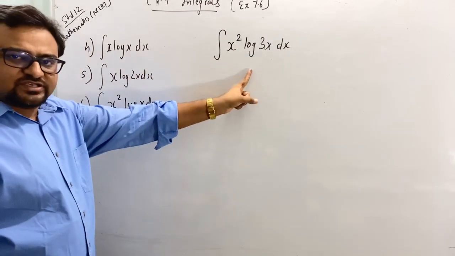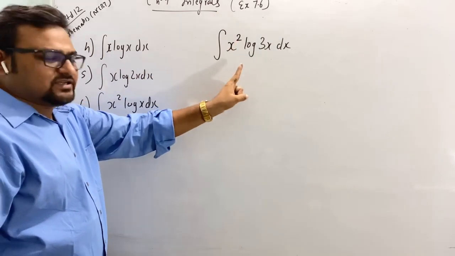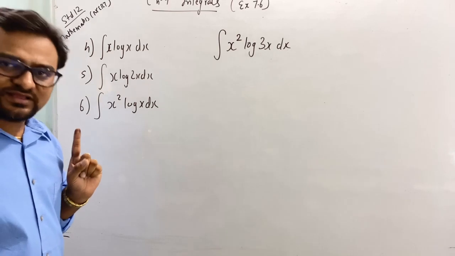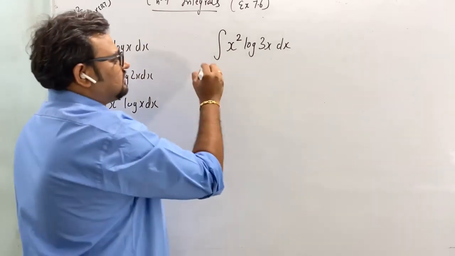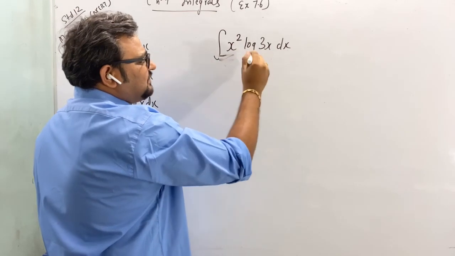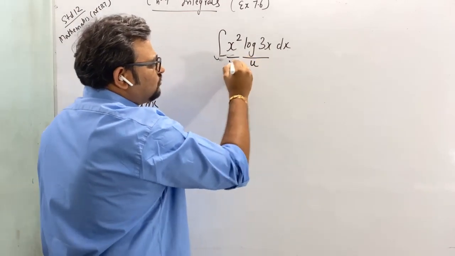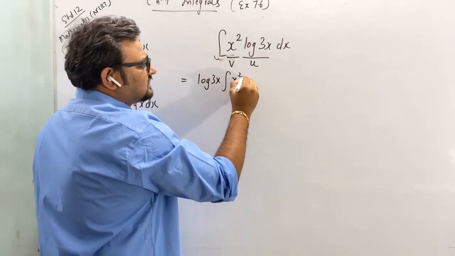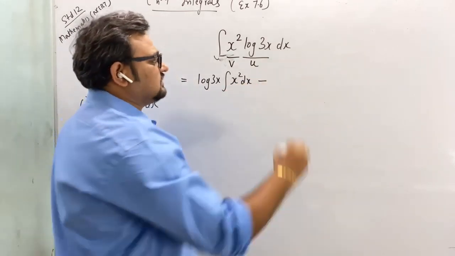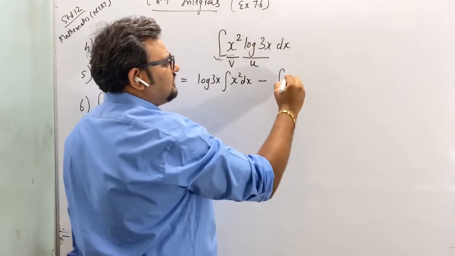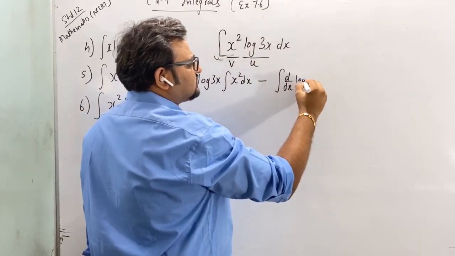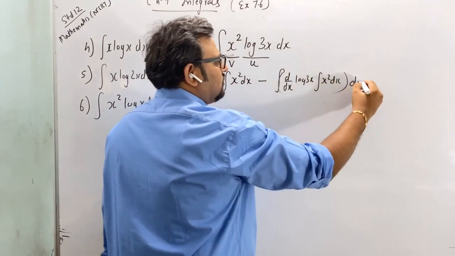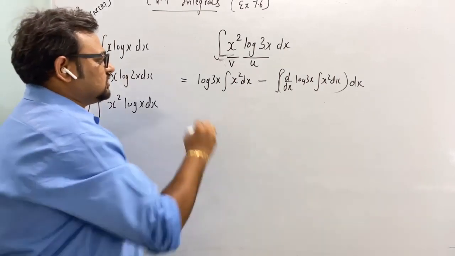Okay, so I will solve this sum. This is not a textual sum, but if you are able to solve this sum, then you will definitely be able to solve these three sums. So these three sums you have to solve by yourself, and this I am solving. So again, LIATE means log is given first preference, u v. So log 3x as it is, integration of v, so x square dx, minus integration of derivative of first function u, integration of second function whole dx.